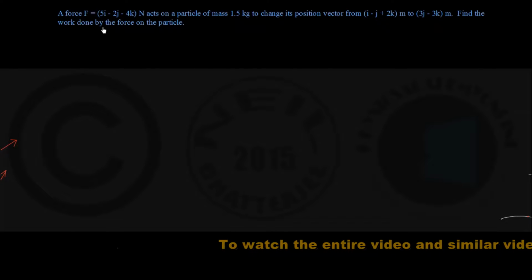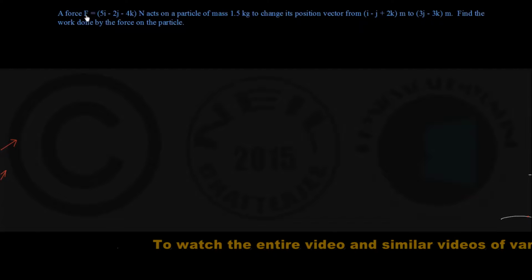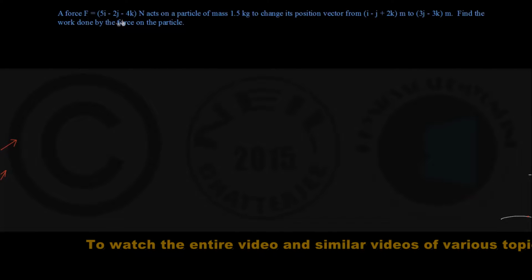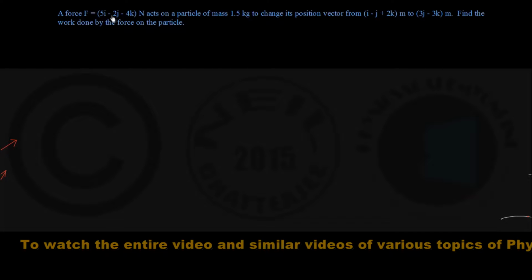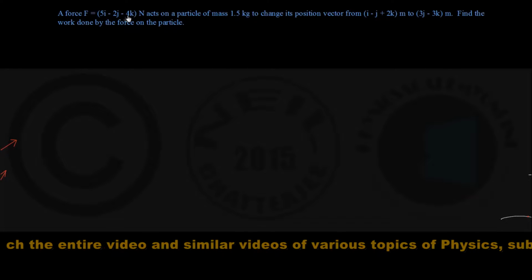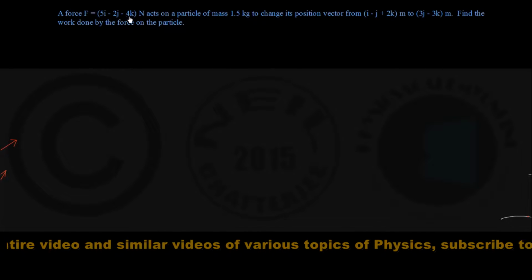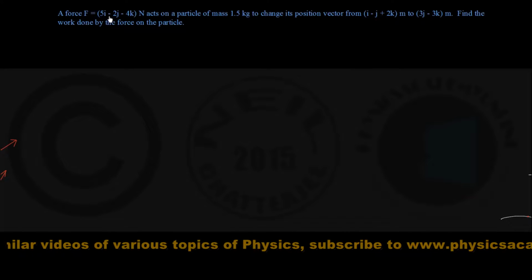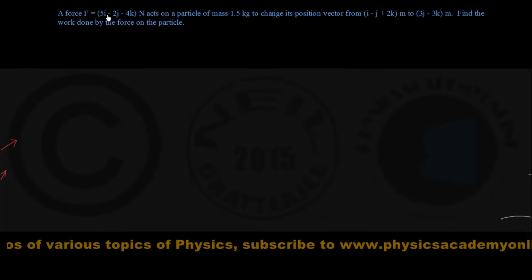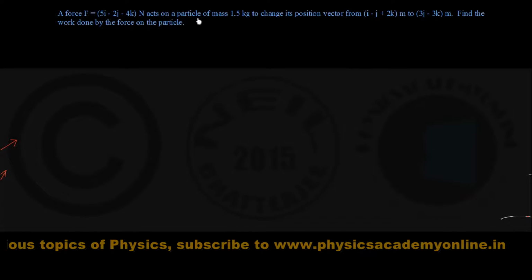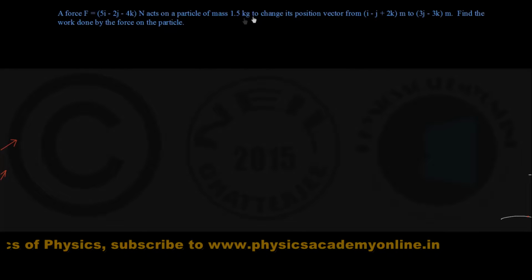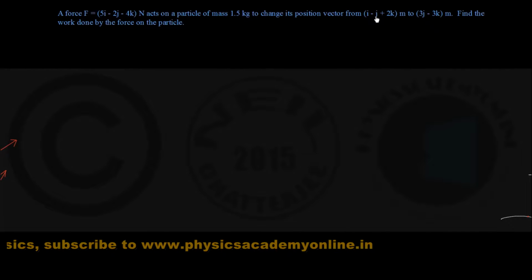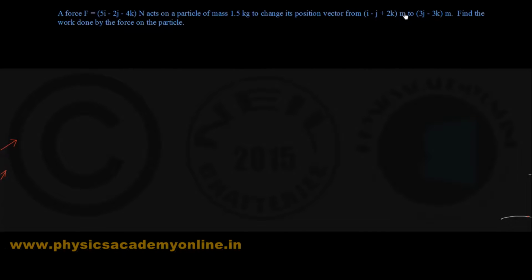Let's read the question. A force F, this F is in bold letter meaning a vector quantity, and that's in unit vector notation, written in terms of i, j and k: 5i minus 2j minus 4k Newton. This i, j, k also are vector quantities. They are called unit vectors and they are also in bold letters. It acts on a particle of mass 1.5 kg to change its position vector from i minus j plus 2k meter to 3j minus 3k meter. Find the work done by the force on the particle.